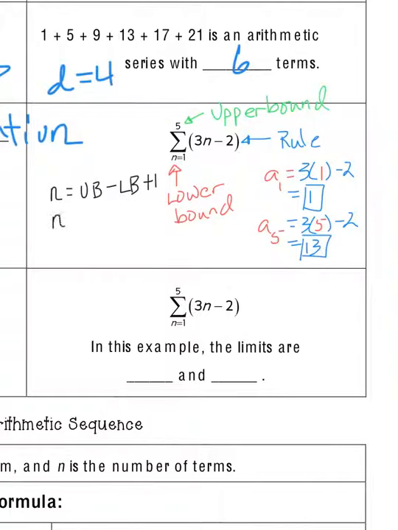So in our case, our upper bound is 5. Our lower bound is 1. So 5 minus 1 is 4, plus 1 is 5. So in this particular case, n is going to equal 5 terms. And sure enough, there are 5 terms. I will show you, we're going to use that same formula later when n is not 1. It might be 0, it might be 2, it might be 5.